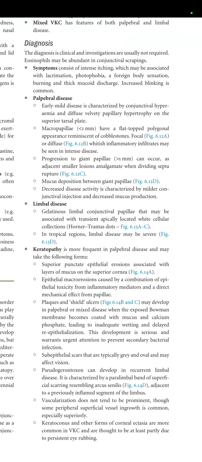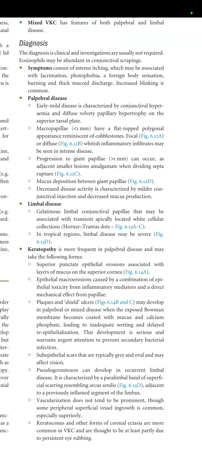Plaque or shield ulcer may develop in palpebral or mixed disease when the exposed Bowman membrane becomes coated with mucus and calcium phosphate, leading to inadequate wetting and delayed reepithelialization. The development is serious and warrants urgent attention to prevent secondary bacterial infection.